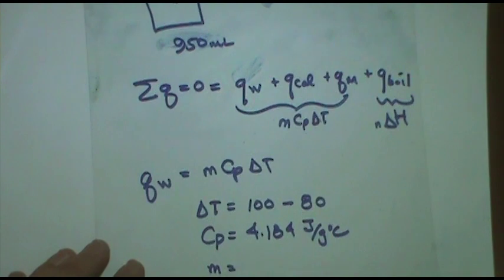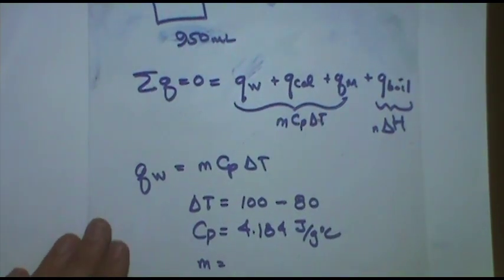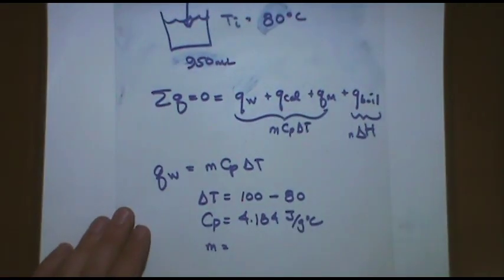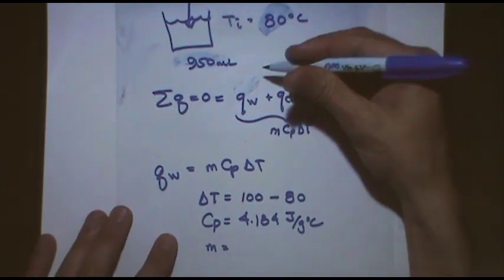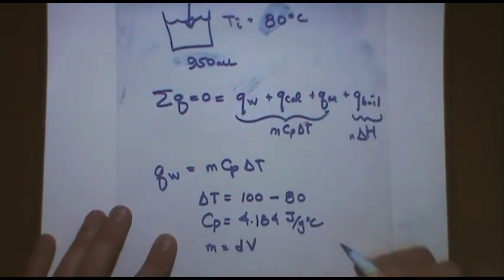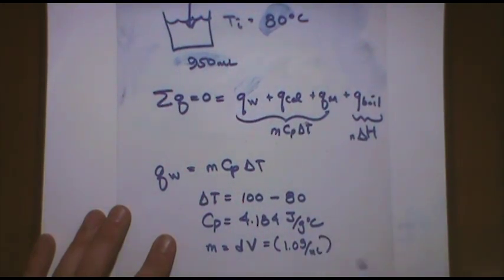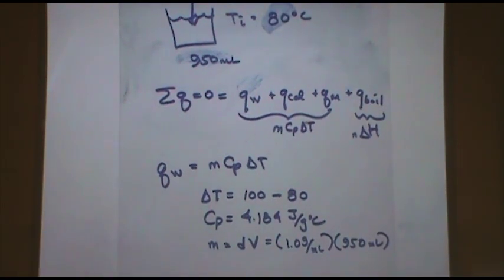How do I find the mass? The mass is not given, which is normal, but notice the volume's given, so you'd have to use density times volume. Density is on the back of my test, or you know it, 1 gram per milliliter, and multiply by 150 milliliters.